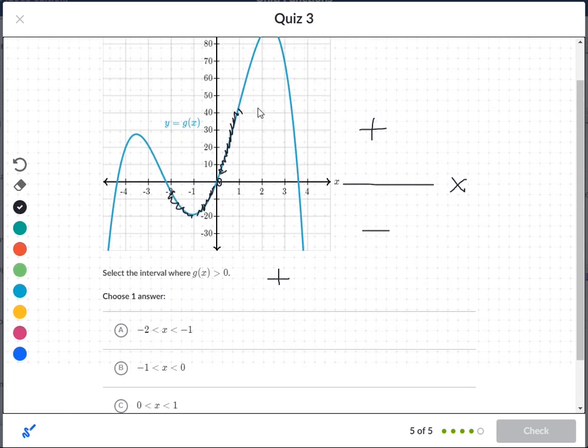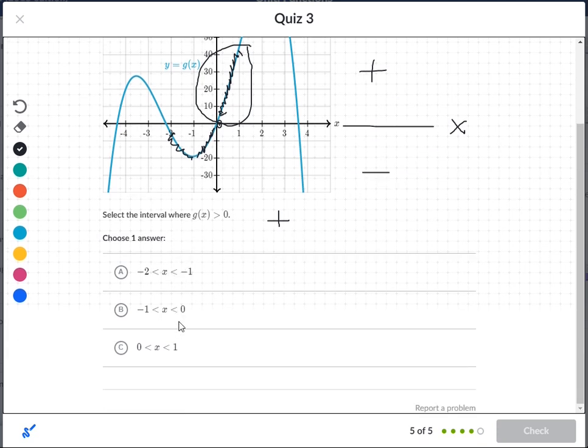So 0 to 1, this is my positive interval because the entire interval sits in the positive. These intervals all sit in the negatives. This interval here goes into the positive. So even though the direction here is going upward, the entire interval is in the negative area. So my best choice here would be 0 to 1, which would be C.